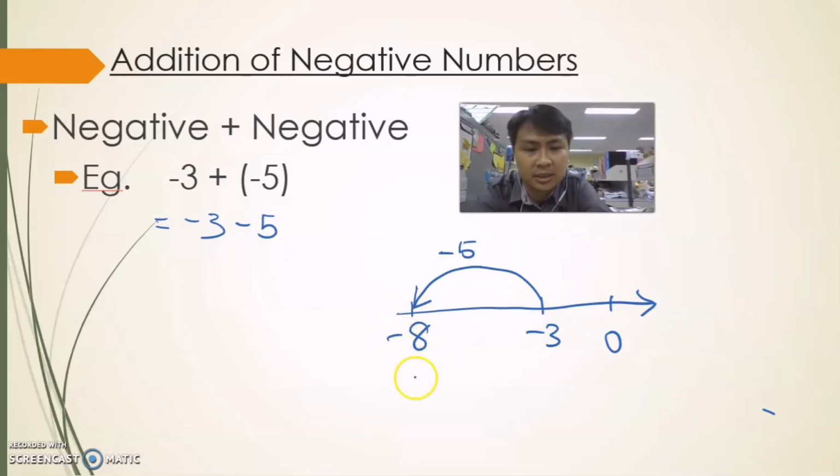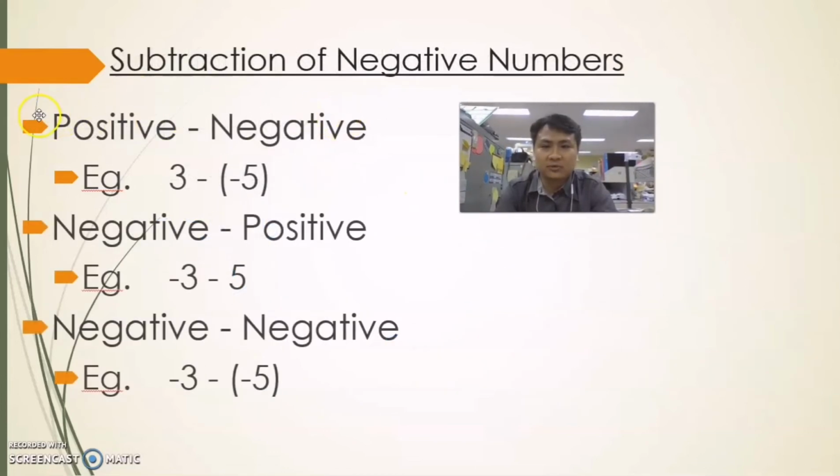How do we get this 8? 3 plus 5 units. We shifted 5 more units to the left. So the answer for this question will be negative 8. Do you understand how to do it now? Alright, so we have finished with the addition of negative numbers. Next, we will look at the subtraction of negative numbers.